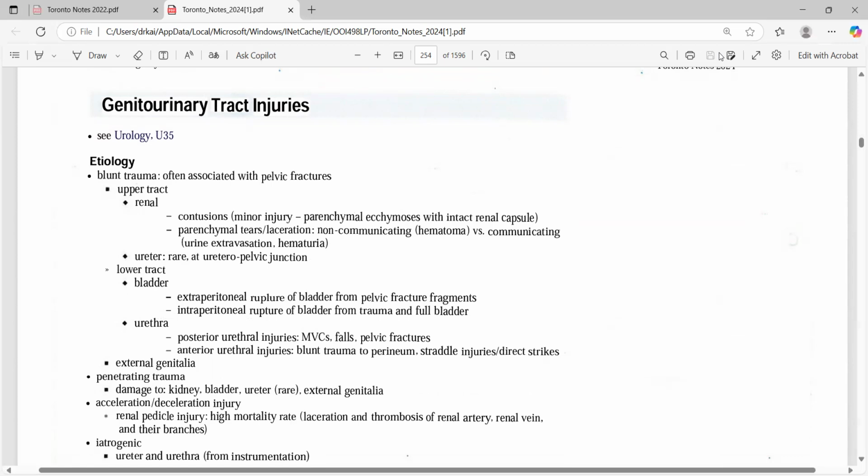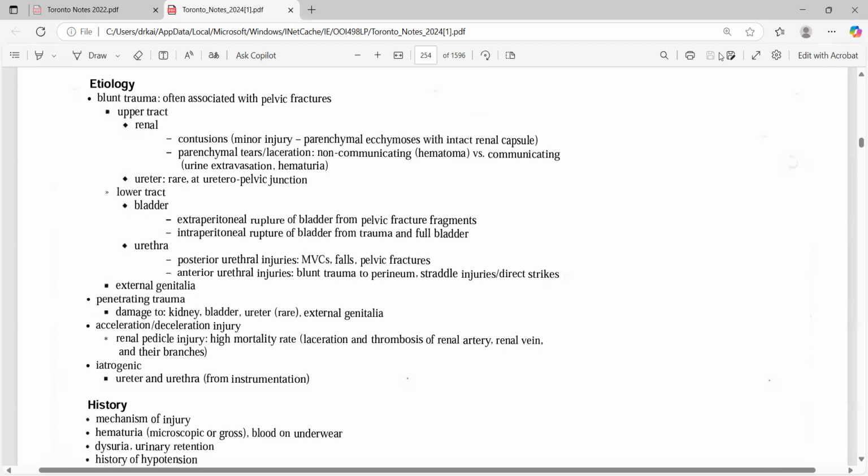Then genitourinary tract injuries: blunt injuries, often associated with pelvic fractures, upper tract renal contusion, non-communicating and communicating depending on the laceration. Ureters could be involved, which is very, very rare, but it is there. Lower tract includes the bladder and the urethra, with penetrating trauma, acceleration-deceleration injuries, and iatrogenic injuries.